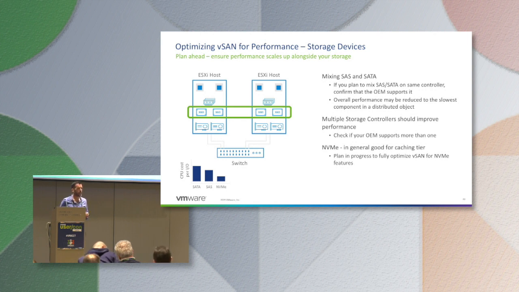NVMe is good for the caching tier, as I said. We haven't fully optimized yet for the capacity tier. So if you are weighing up cost, then you may want to design for the future and go for an all NVMe disk group. But at the moment, I'm not saying that's the hard recommendation for me. I would say at a minimum, I go for SAS. And then finally, because it's on the screen, you can mix SAS and SATA, but you wouldn't do that, because your disk group is going to be lowered to the slowest device on your bus, which is your SATA device. And then you're going to have these high-performance SAS devices just sitting there, not being utilized.